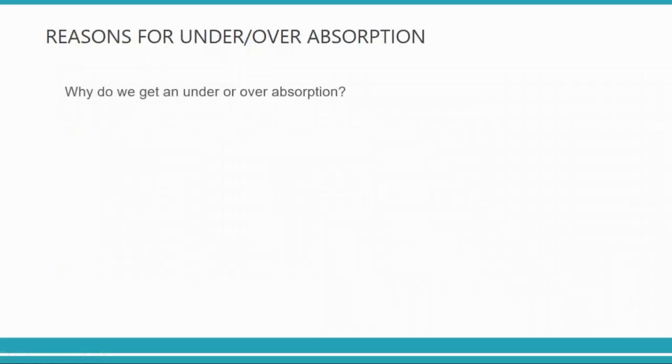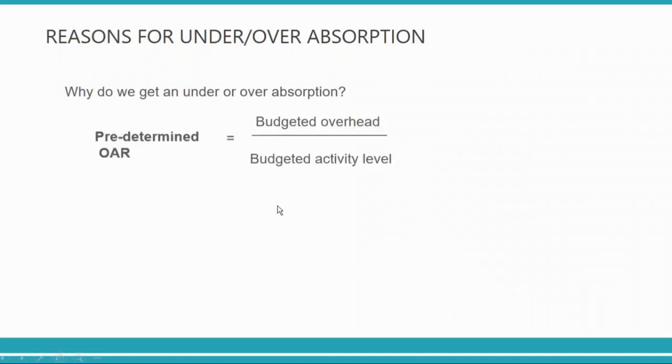Reasons for under and over absorption. Why does it happen? It will always happen because it's an estimate. Why do we get an under and over absorption? Because you absorbed overheads based on your OAR, and OAR depended on budgeted overheads divided by budgeted activity. So this was my budget, this was my estimate.